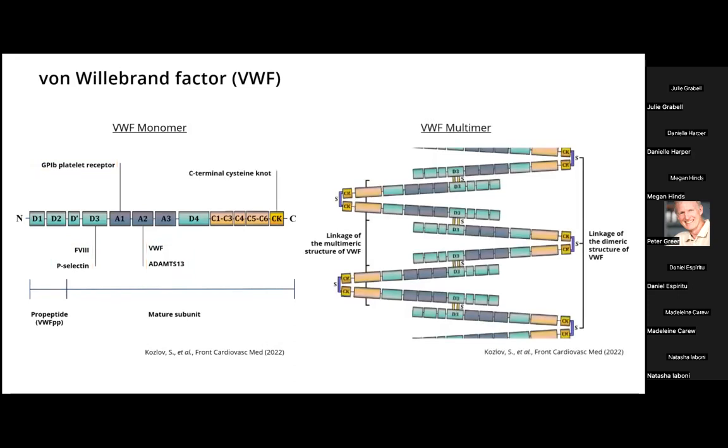VWF monomers are dimerized at the C-terminal cysteine knot, and then these dimers undergo further disulfide bonding to form multimers. VWF exists in a range of multimers within the system, so it can be circulating in dimers, which is about 500 kilodaltons in size, but it can reach multimer sizes of up to 10,000 or more kilodaltons. And of course, the larger the VWF multimer, the more hemostatically active it is.